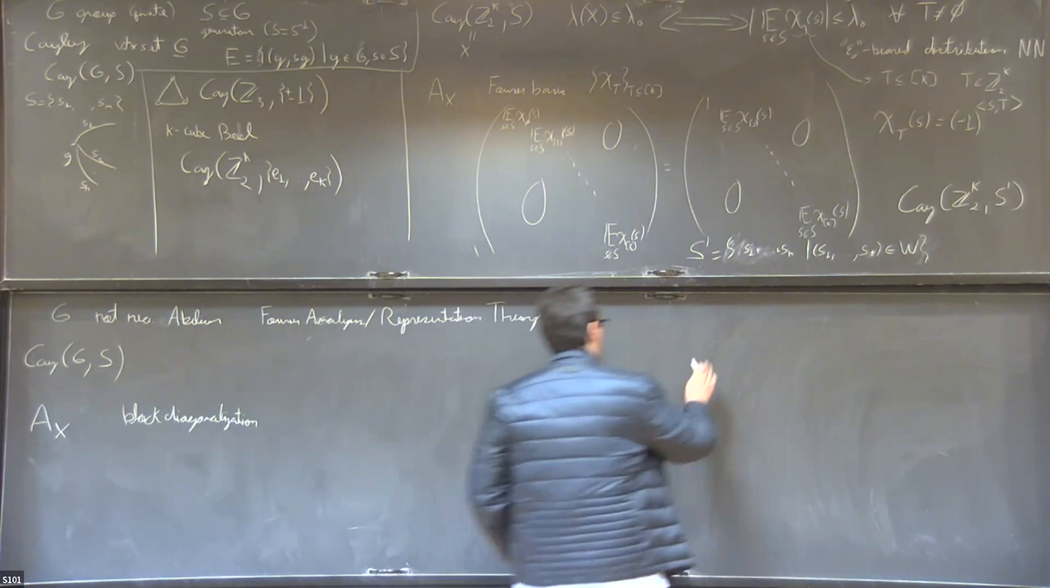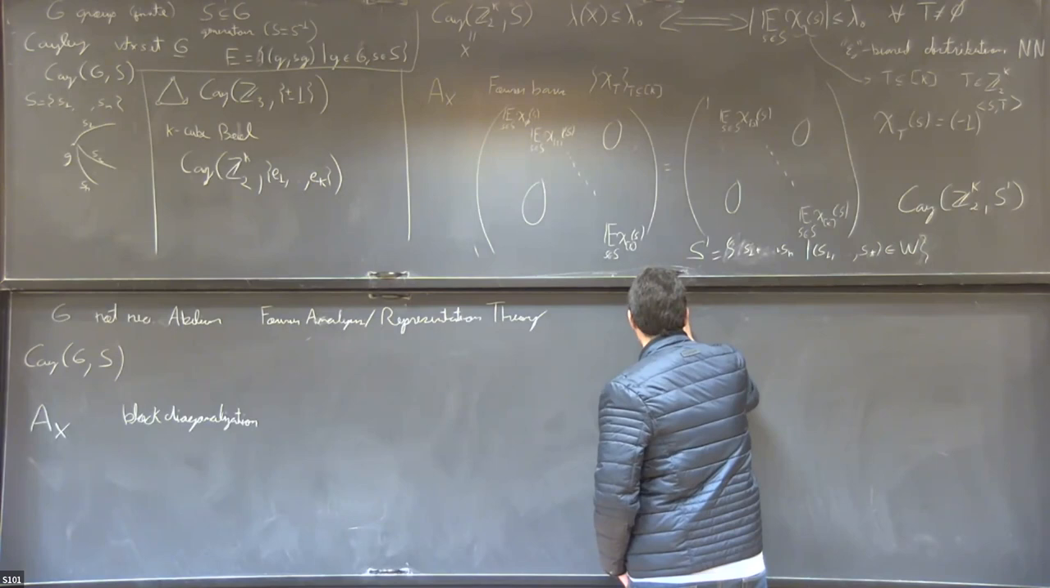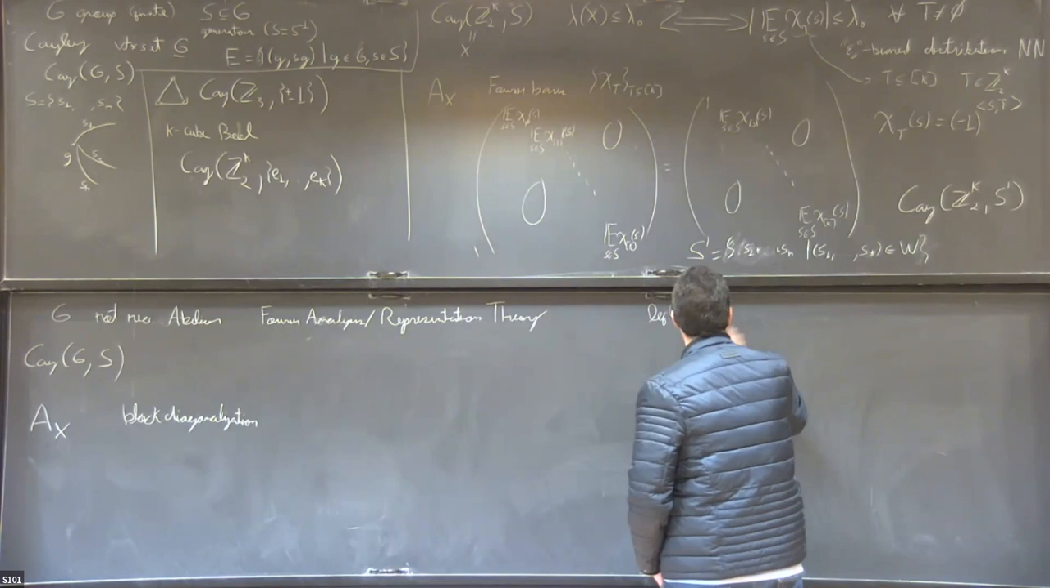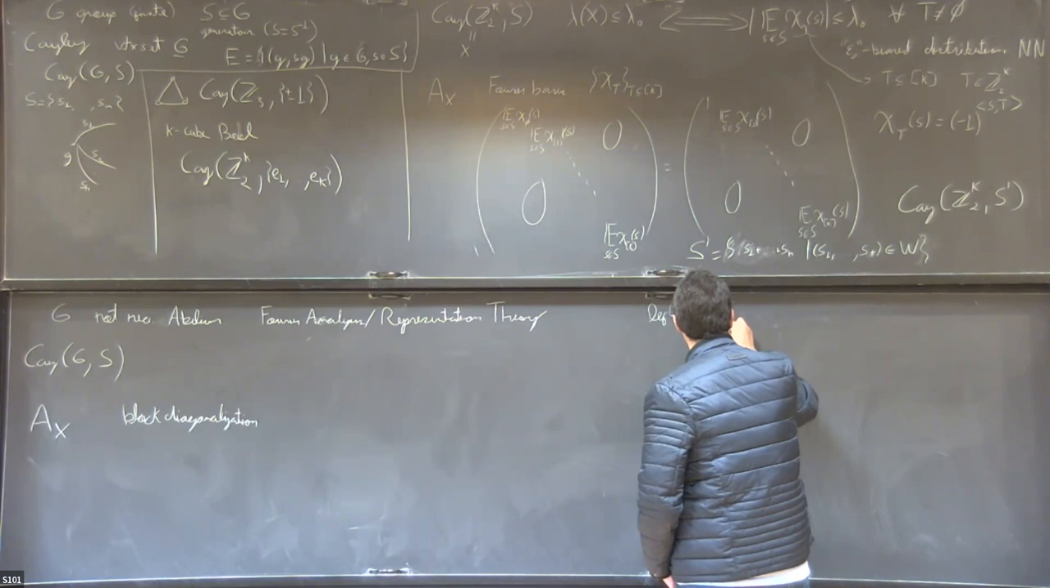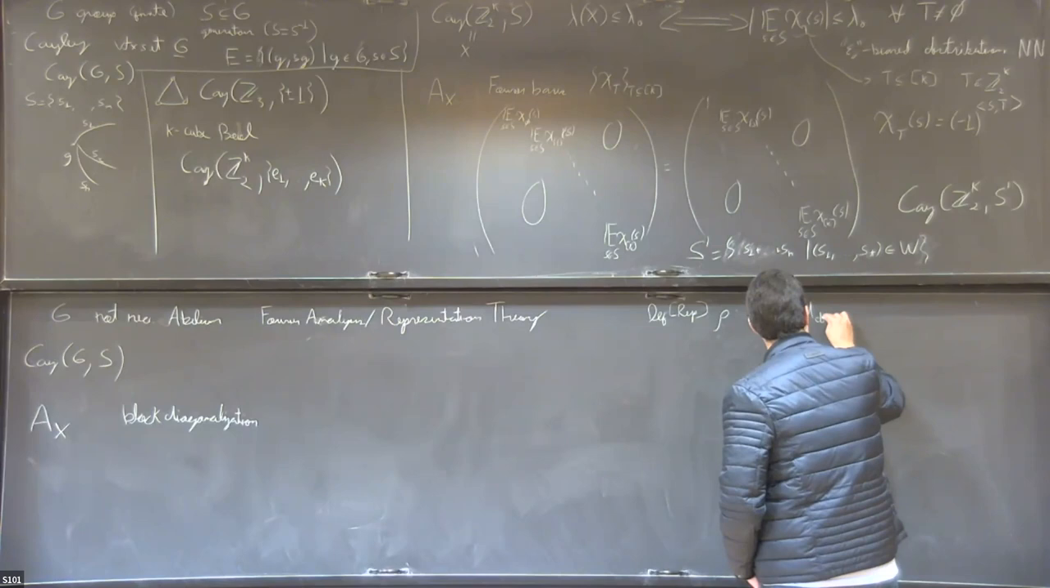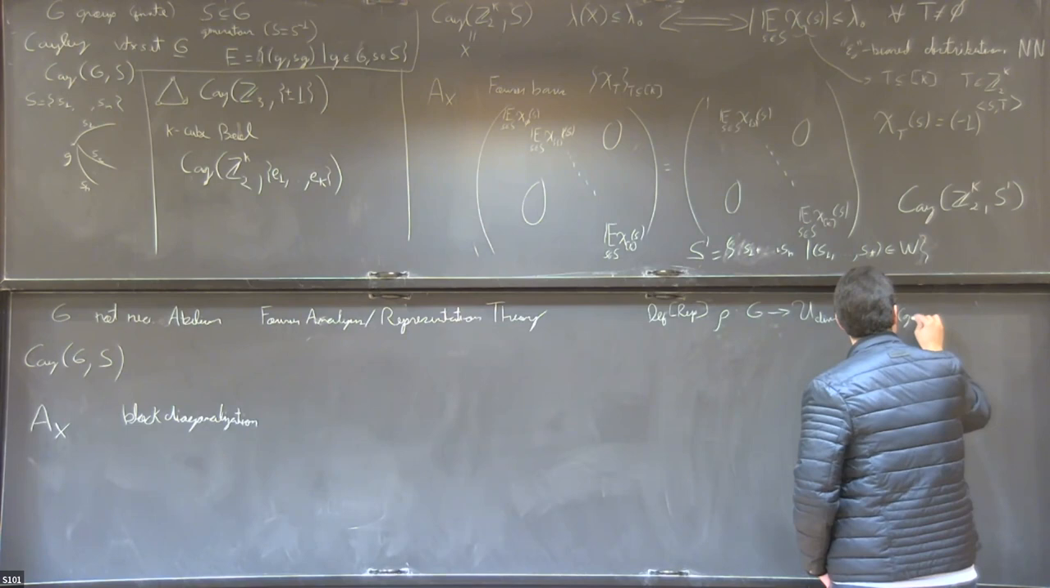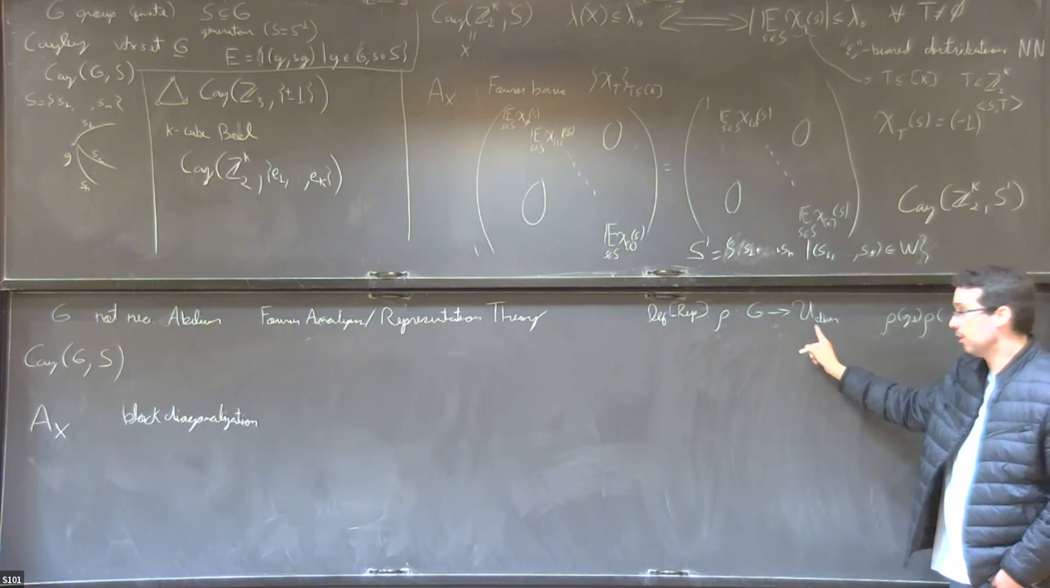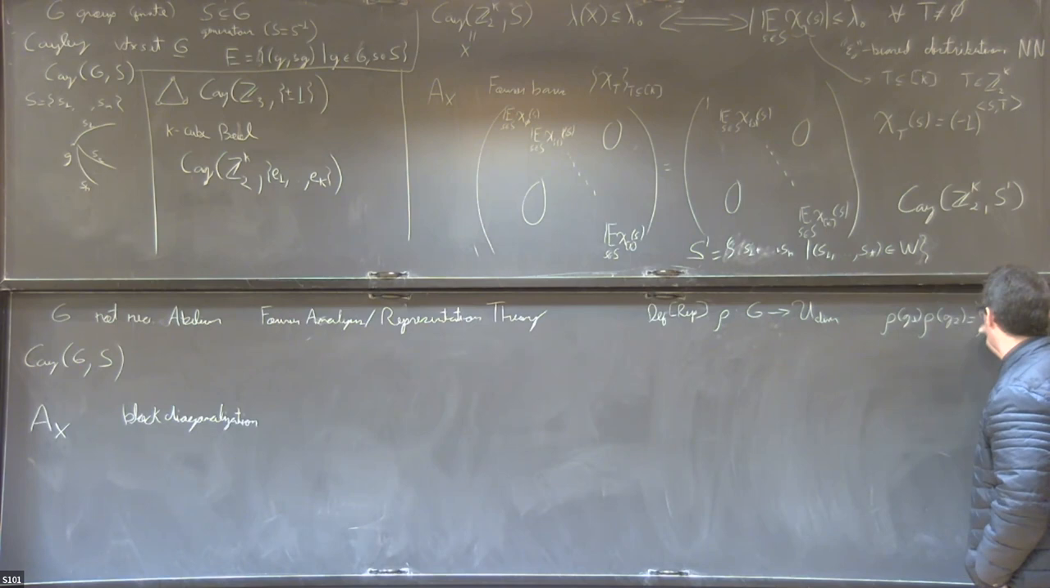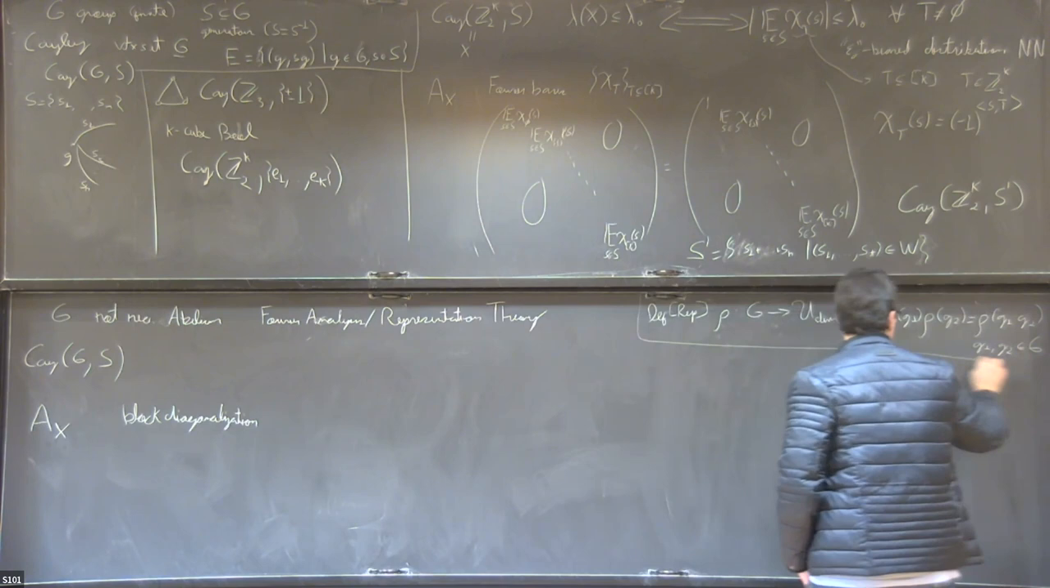And very quickly and somewhat informally, a representation is just something that captures the action of the group in a linear way. So here you're going to have a homomorphism from the group to the unitary group of some dimension. So whenever you have two elements of the group, g1, g2, this is mapping to the unitary group, so the inverses are the conjugate transpose. And whenever you have two elements you get rho of g1 g2 equals rho of g1 times rho of g2, for all g1, g2 in the group. We are going to work with things over the complex numbers, so life is much nicer here.